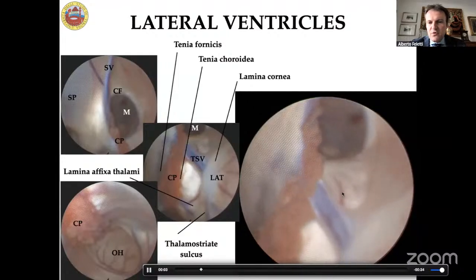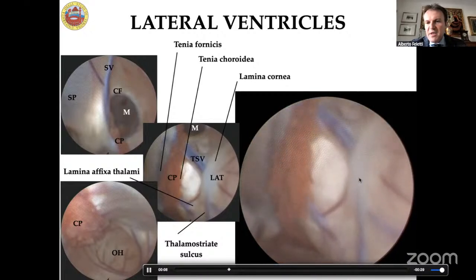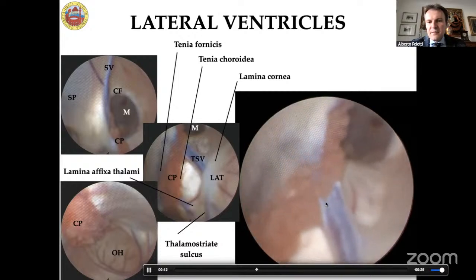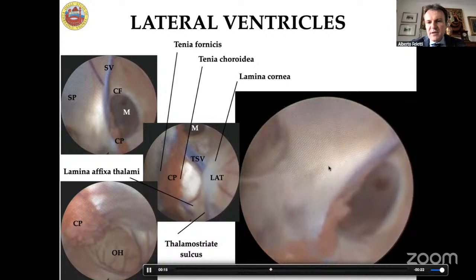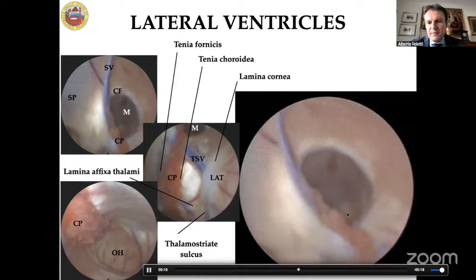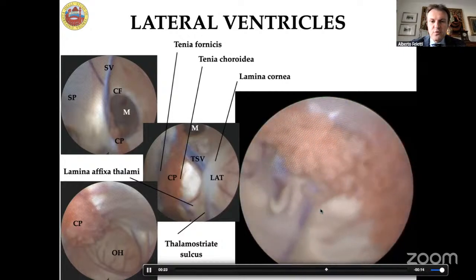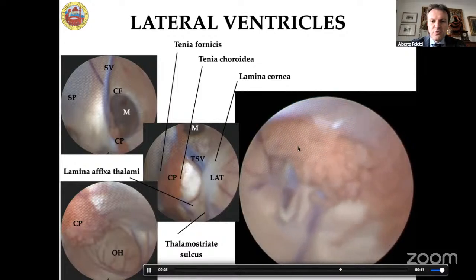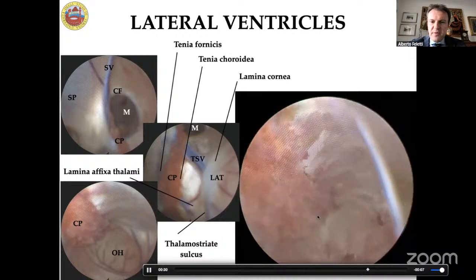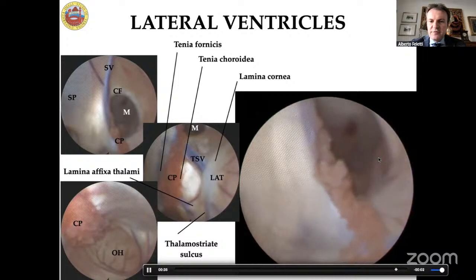So let's move on. As you can see, the thalamostriate vein is covered by the lamina cornea, so it becomes more opaque distally. And we always have to remember that following the choroid plexus leads us to the Monro foramen. In this case, the septum pellucidum was disrupted, so we could also explore the contralateral lateral ventricle. This is the choroid plexus going to the atrium of the left lateral ventricle.